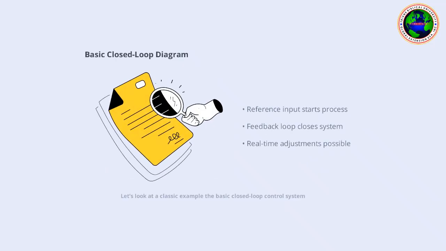Let's look at a classic example, the basic closed-loop control system. In this setup, you start with a reference input which passes through a summing junction. The controller processes the error, sending commands to the actuator. The actuator influences the plant, and the plant produces the output. A sensor measures this output and sends feedback to the summing junction, closing the loop. This feedback is crucial for making real-time adjustments and maintaining system stability.